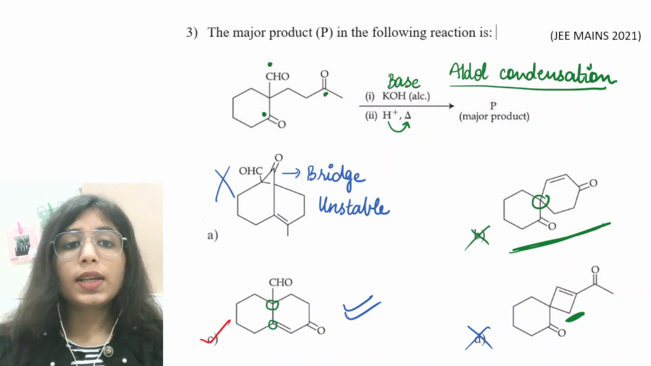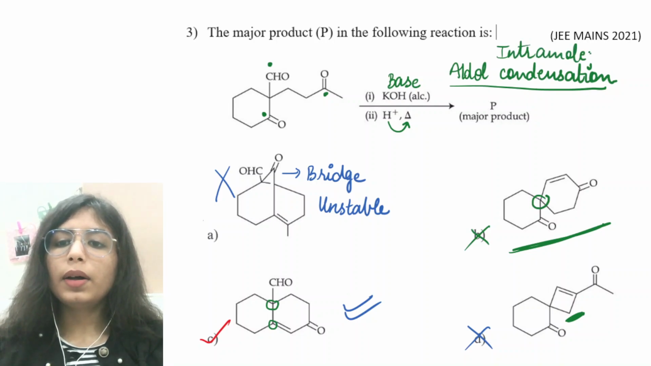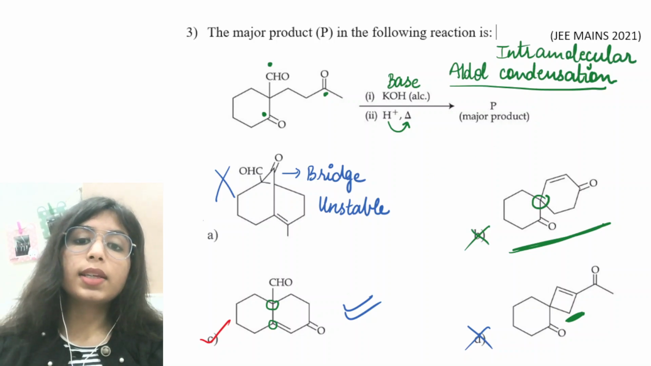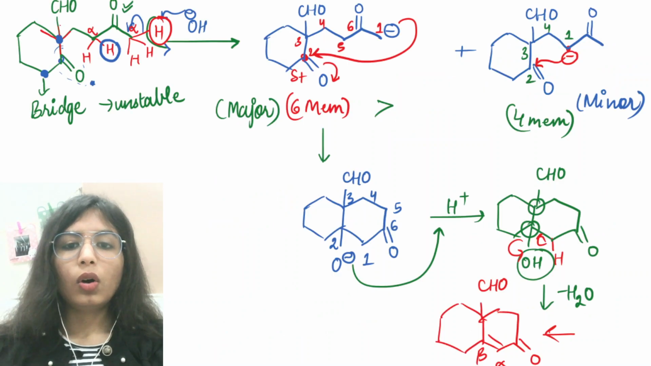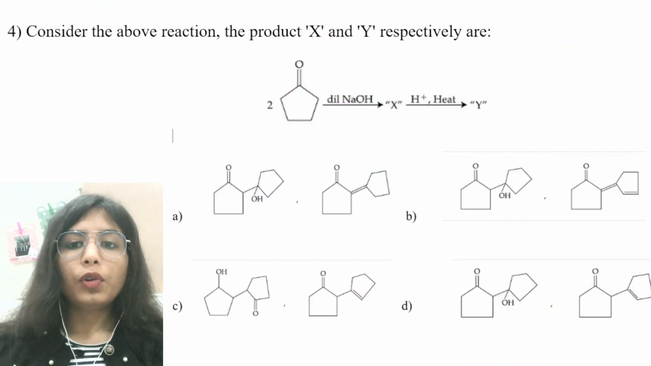Alright, so this was an example of intramolecular aldol condensation reaction. You need to identify the various possibilities of removing the alpha hydrogen, and then you have to look at the stability which is going to form. Alright, so I hope you understood this question. Let us now move on to our next question.